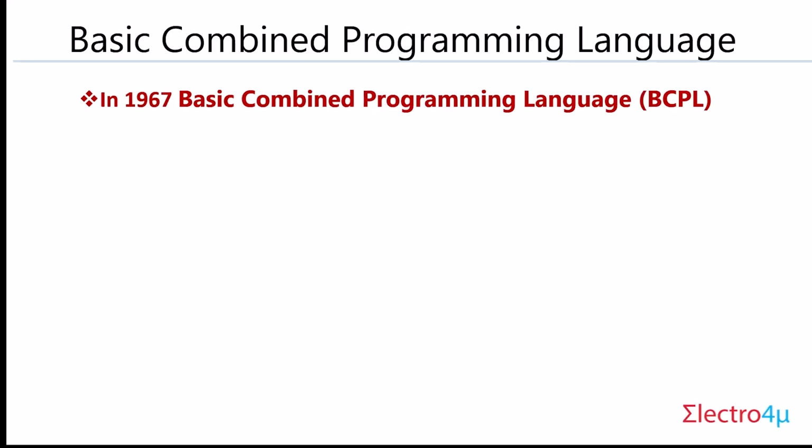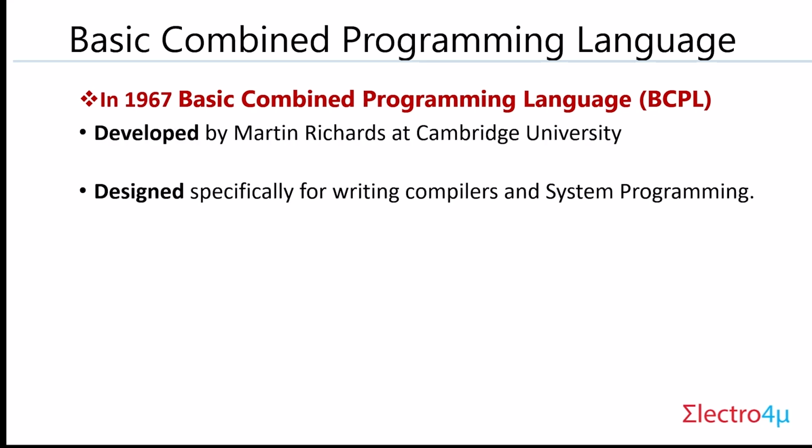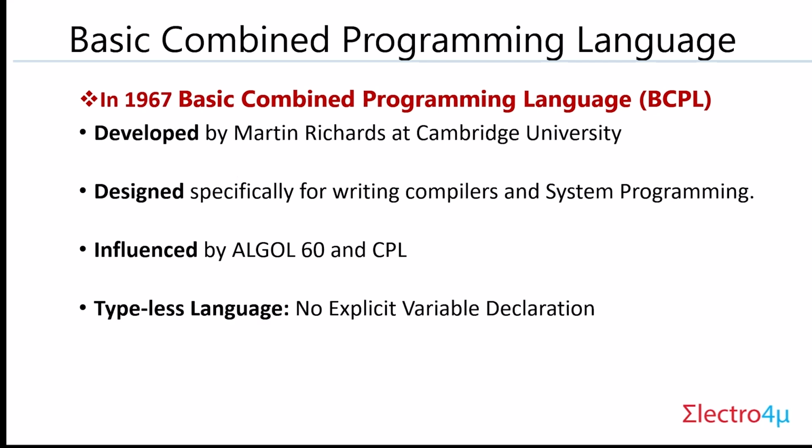C programming history starts here. In 1967, Basic Combined Programming Language, BCPL, was developed by Martin Richards at Cambridge University. It was designed as a system programming language, particularly for writing compilers. BCPL was influenced by ALGOL 60 and CPL, but it was a much simpler language, often referred to as a typeless language, as it doesn't require explicit declaration of variable types.